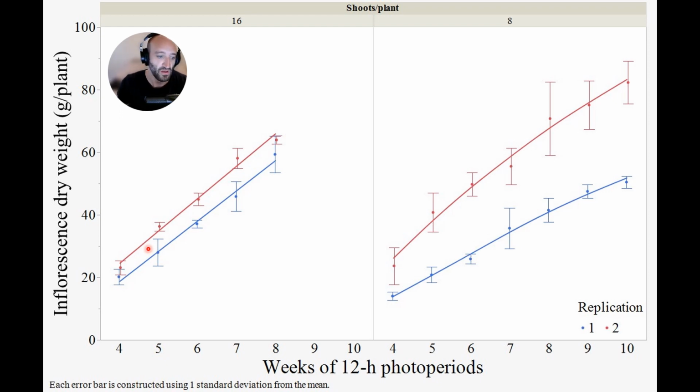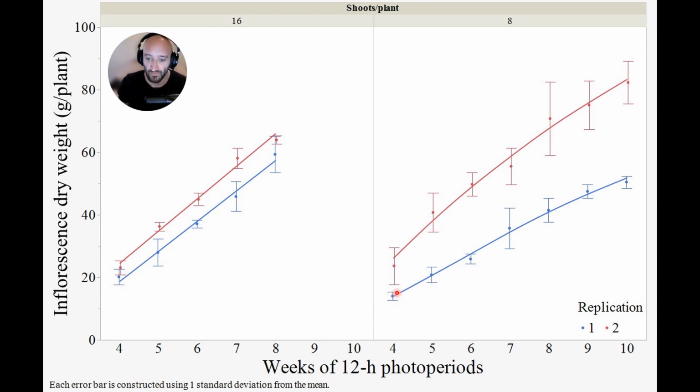And so we see with this 16 shoots per plant figure that the increases each week are pretty consistent and they're pretty similar between the 2 replicates. They look pretty much identical as they go through. And so that's why on the last figure, the error bars are fairly small, fairly consistent. Whereas with this right figure, with the 8 shoots per plant, the error bars were much bigger. And this is the reason why.